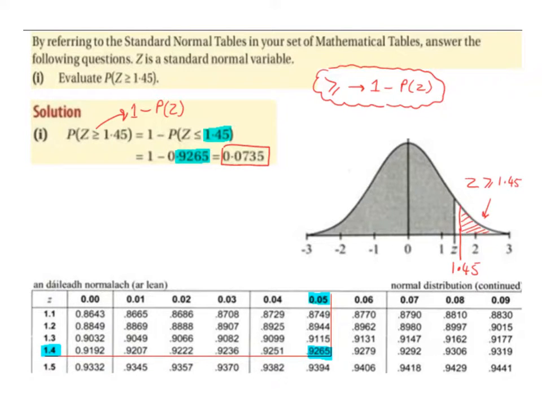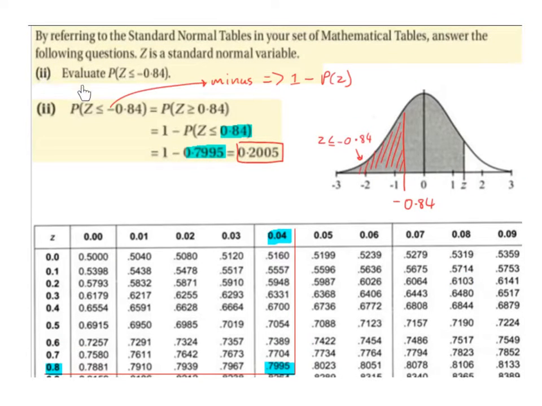So we know that the area under the entire curve adds up to 1. If we get the area of everything to the left of 1.45, so all of this, and we subtract it from 1, we are left with the area that we're looking for. And the probability that Z is less than 1.45 is 0.9265. So we go to 1.4 on our tables and go across, and go to 0.05 and go down, and we get 0.9265. And 1 minus 0.9265 is 0.0735.